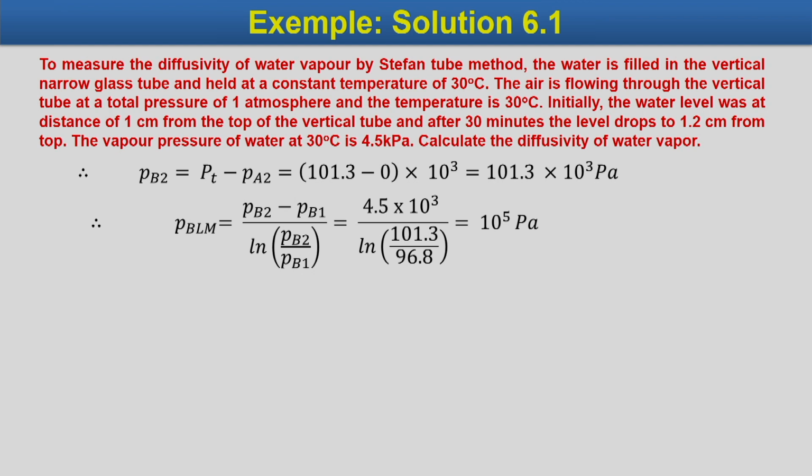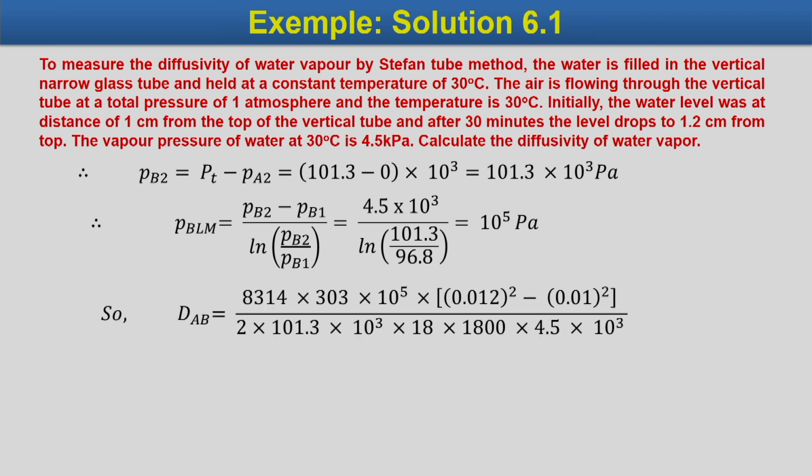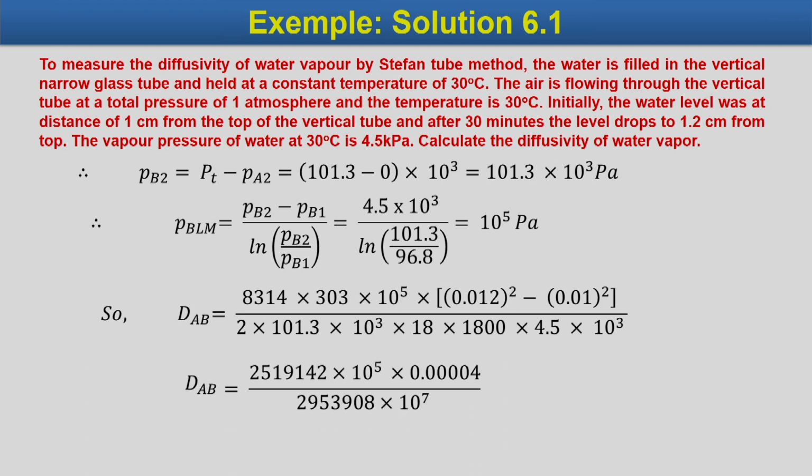Now, we need to calculate PBLM. If we substitute PB2 and PB1, then we can get PBLM, which is equal to 10 to the power 5 Pascal. We can then calculate the diffusion coefficient of component A, that is water, into non-diffusing B, which is air flowing through the tube. If we substitute, we will obtain DAB equal to 3.4 into 10 to the power 5 meter square per second.